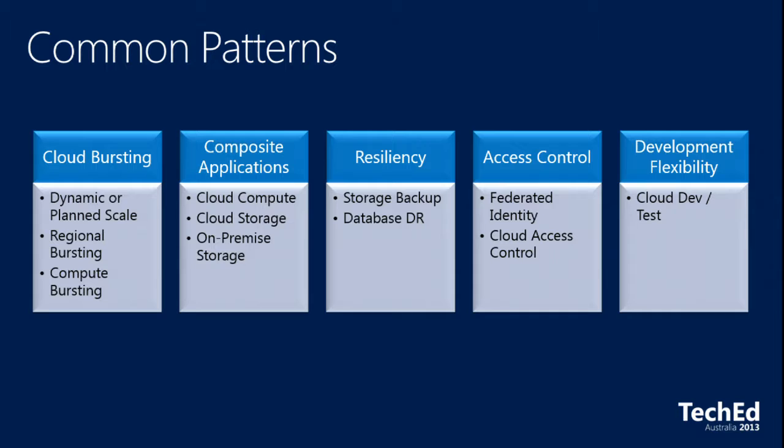Yep. The next one's this idea of resiliency, and this is where database DR comes into it, but also storage backup we'll talk about as well. And then access control is a big one. As people move into things like Office 365, as you move into hybrid IT, you get this really weird thing that I now have this identity sprawl for my users. So how do I manage that, and what do the architectures look like for access control? We're going to talk about both federated identity and cloud access control from a centralized point of view.